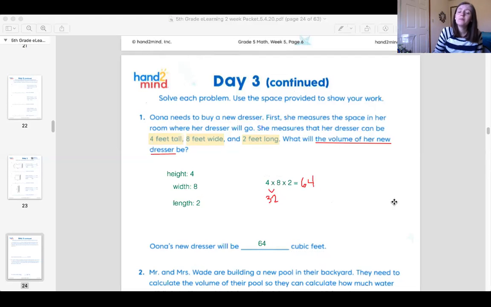So that's how you're going to go about solving these story problems. I hope that this helped you to understand volume a little bit more, because I know that it's been a little bit since we've done it in class.